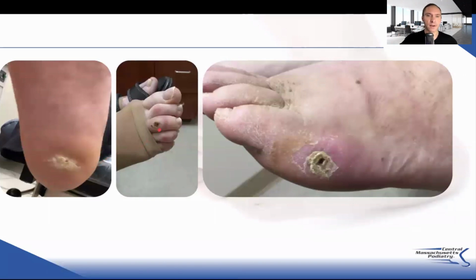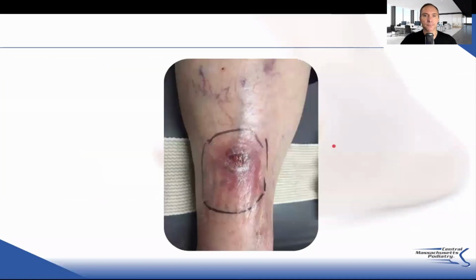Same thing you can see here. This is a compression stocking, and you can see on that third toe, there's a pre-ulcerative lesion. This as well, it was a patient that wore a shoe that was a little too tight, and they didn't notice it because of their neuropathy, and it caused an ulcer that is healing up.